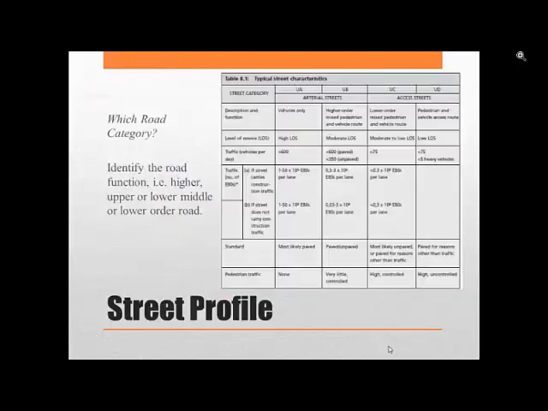Characteristics which define the profile of the street include a description and function of the street, vehicle traffic, and design bearing capacity. Street categories range from arterial streets to access streets. Arterial streets being class A and B, and access streets being C and D. D is further divided into streets which carry more and less than 75 vehicles a day. Streets which carry more than 75 vehicles a day require a sturdier design.